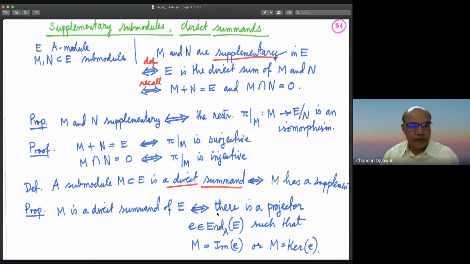Because if M is a direct summand, then you can write it as the direct sum of two things and you take the projection. And if there's a projector, its image is of course a direct summand, etc. We have seen this already.